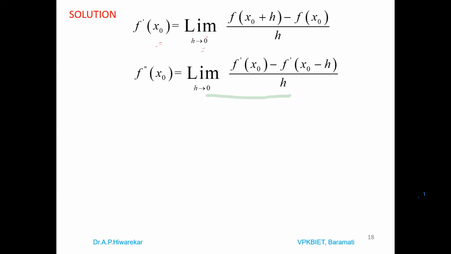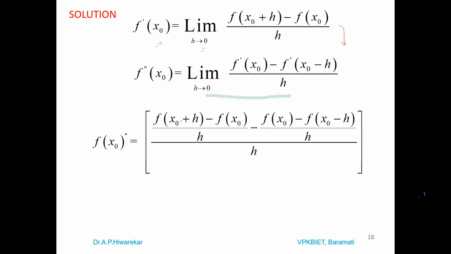obviously it is again derivative of this quantity. So it is f dash of x0 minus f dash of x0 minus h divided by h as h tending to 0. So in this formula, we are replacing x0 plus h by f dash of x0. So same definition we are applying here, and from that we are getting this. So simplify this, you will find f dash of x0 is this value. So it is f of x0 plus h minus f of x0 divided by h.